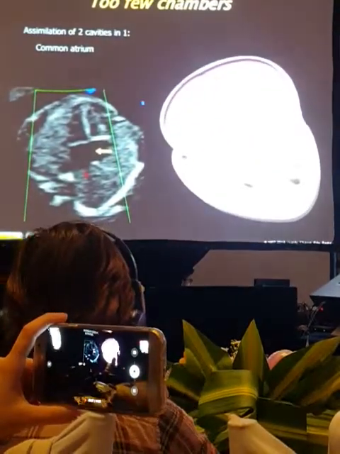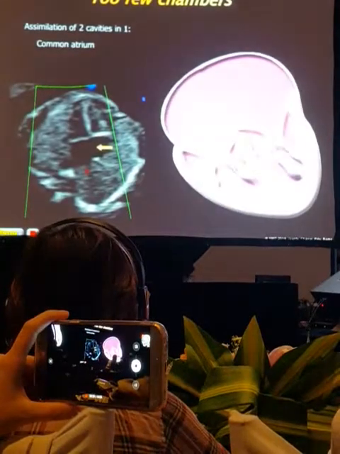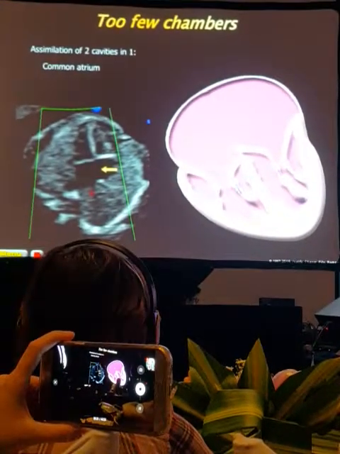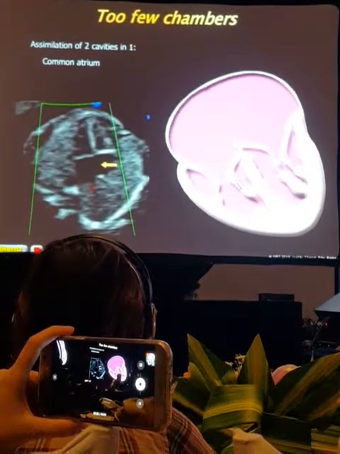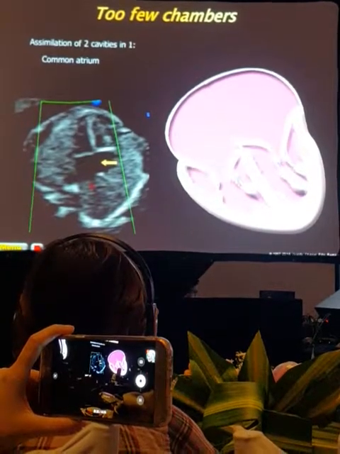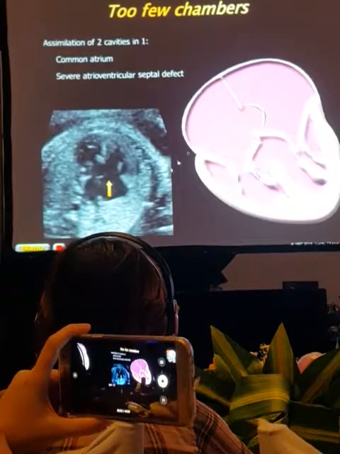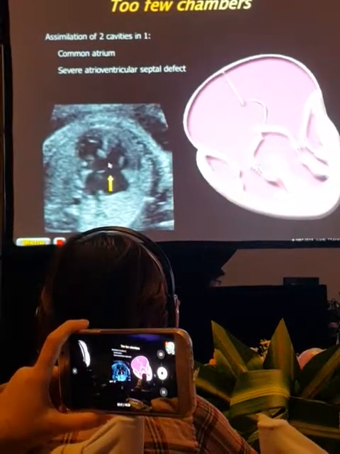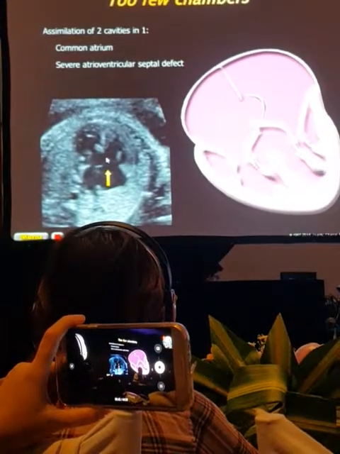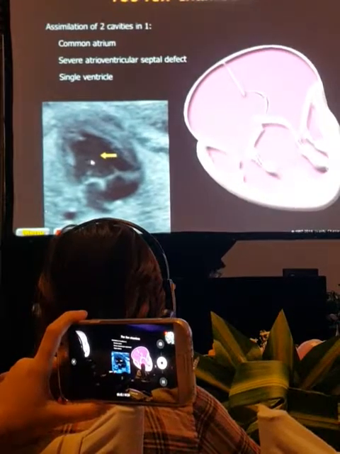Sometimes we have too few chambers. Here we have a large common atrium because the interatrial septum is missing. This is essentially an ostium secundum type of defect. Or you have nothing in between, because again we have a common atrium type of defect. Or you may have a single ventricle.